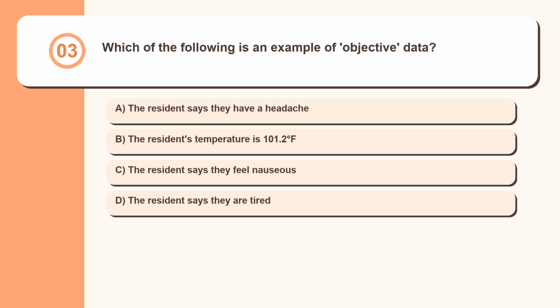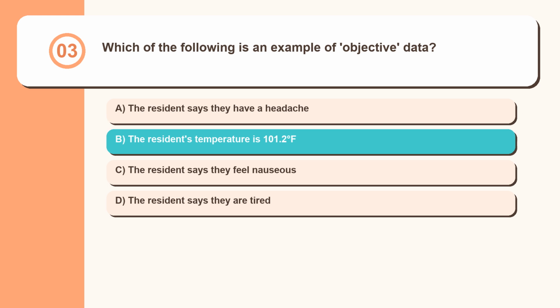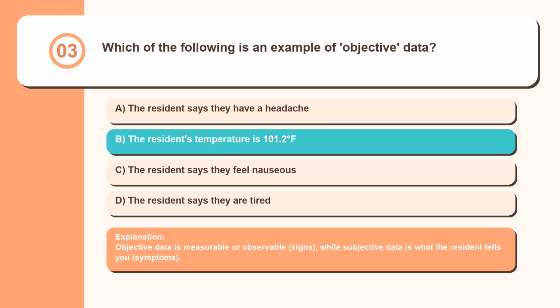Question 3. Which of the following is an example of objective data? The resident says they have a headache. The resident's temperature is 101.2 degrees Fahrenheit. The resident says they feel nauseous. The resident says they are tired. Objective data is measurable or observable, signs, while subjective data is what the resident tells you, symptoms.